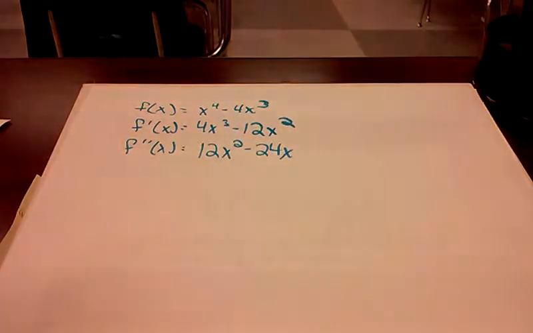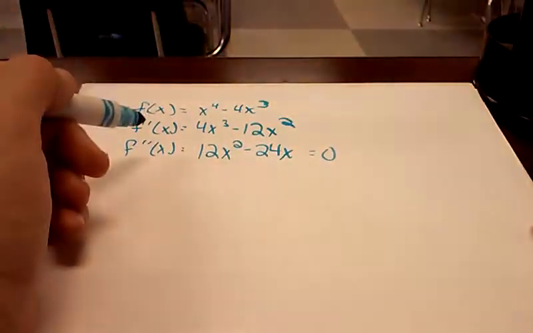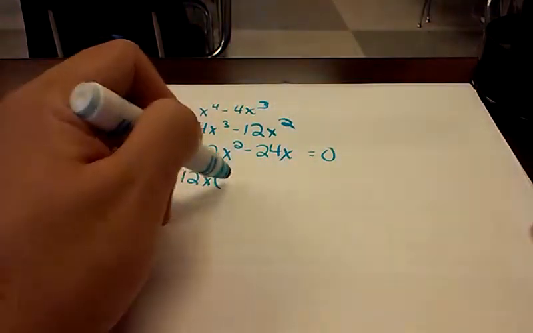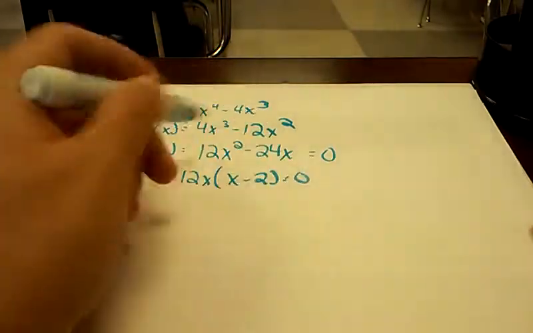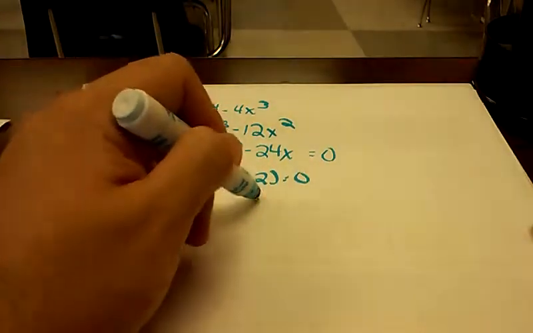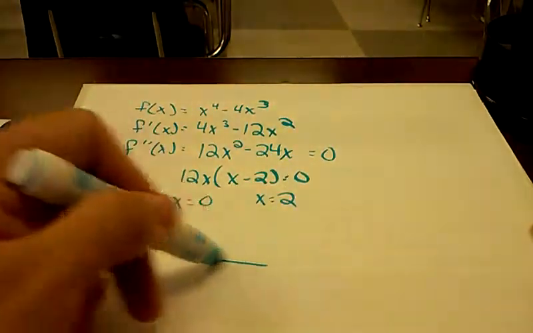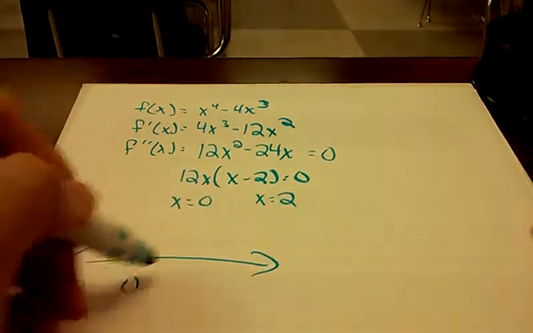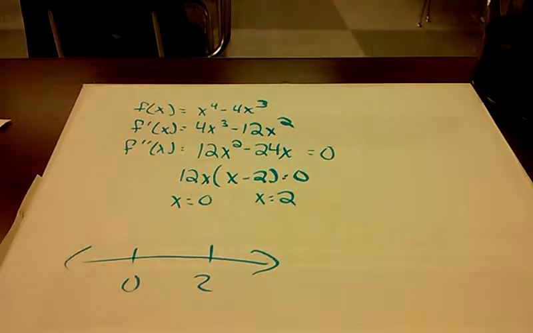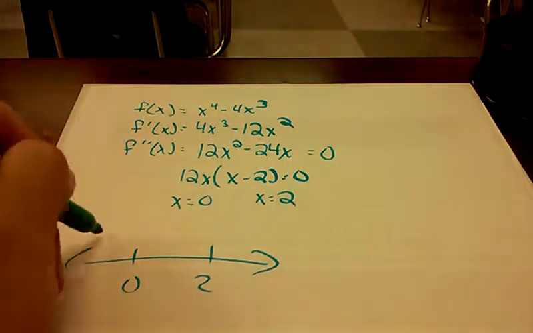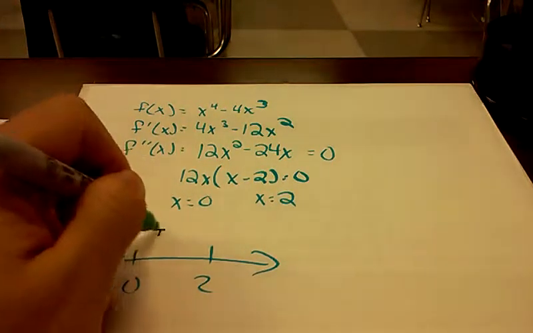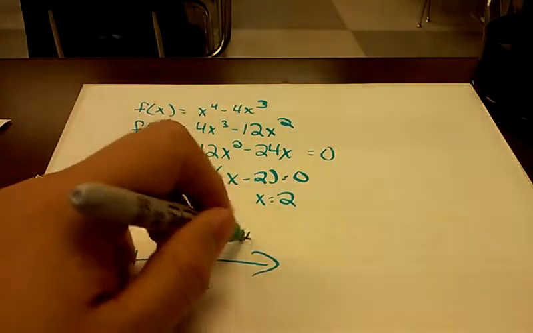That is not undefined anywhere, so let's just take it and set it equal to 0. I notice I can pull out a 12x, and that'll leave x minus 2. If I set each one of these equals to 0, I get 0 and 2 as my critical numbers, so those 2 points are going to go on my sign chart. All right, so I'm going to pick numbers on each of these intervals to test. So I'm going to test -1, I'm going to test 1, and I'm going to test 3.